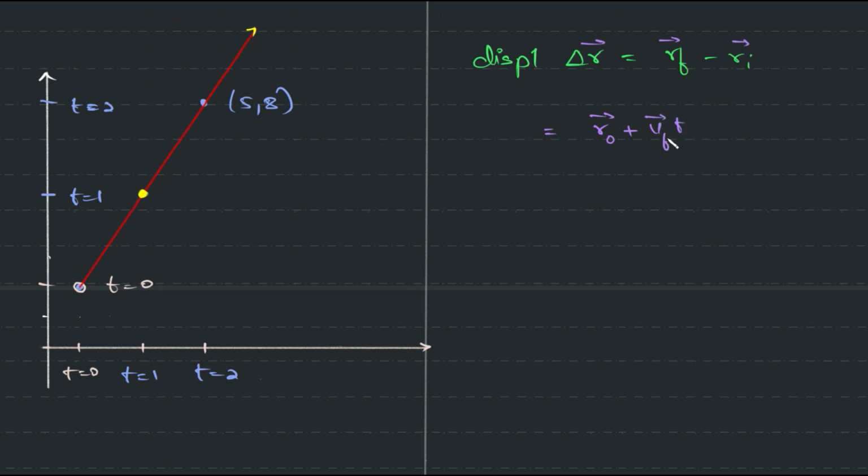Here the velocity is constant, so VT. Then this is TF, by the way. Time will change over here. Minus R naught plus VTI. So what will happen? R naught will get cancelled and velocity is common. TF minus TI is nothing but your change in time. So delta T times V. Remember this is constant. So your displacement is given by a simple delta t times of v.